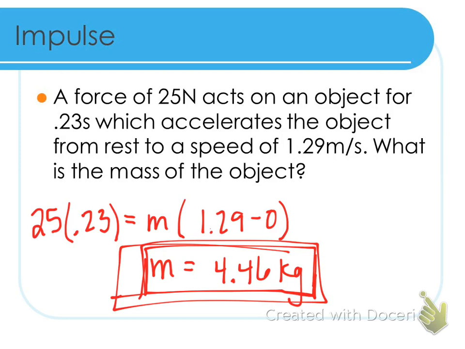Is that about what we had? Okay, from rest, right? This tells us that this is our initial velocity. This is our final velocity. So that's why we did 1.29 minus 0. Okay. Questions here?